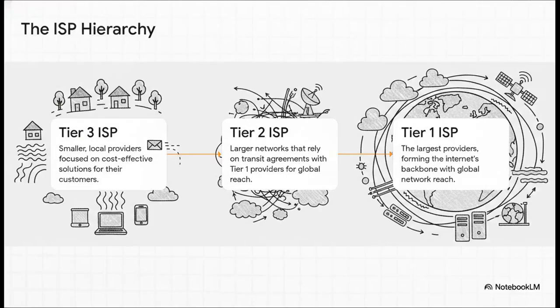So our packet starts at the bottom rung with a Tier 3 ISP. That's your local provider. Now, they don't own a global network, so they have to pay a bigger regional Tier 2 network to carry their traffic. But even the Tier 2 guys don't cover the whole planet. For that, our packet has to get to the very top, a Tier 1 provider.